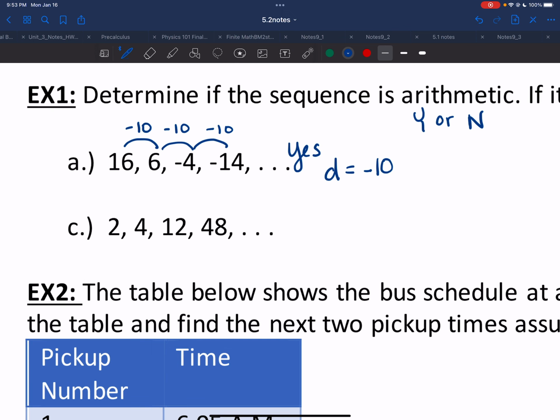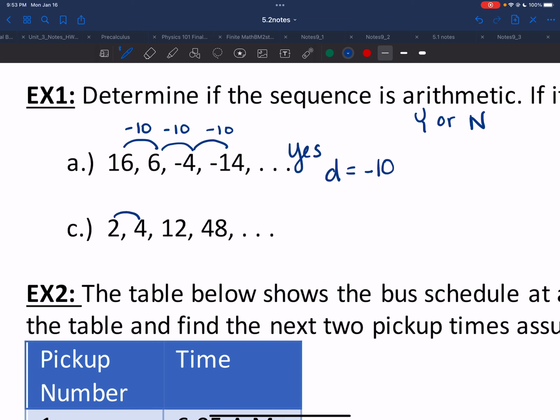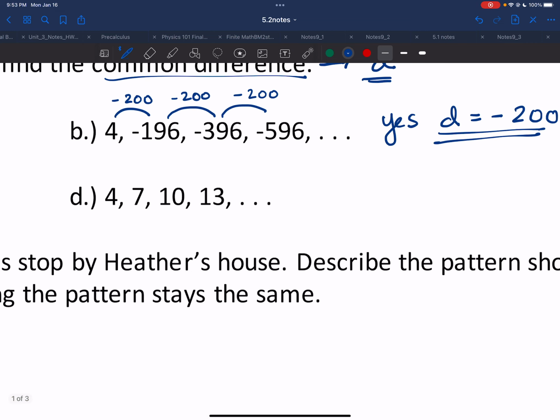All right, let's take a look at C. From 2 to 4, I have plus 2. From 4 to 12, I have plus 8. So here I already have a problem. It's not the same. So it doesn't really matter what my difference between 12 and 48 are. I've already broken the rules. So I can say no, and there is no D to describe because there's not a common difference.